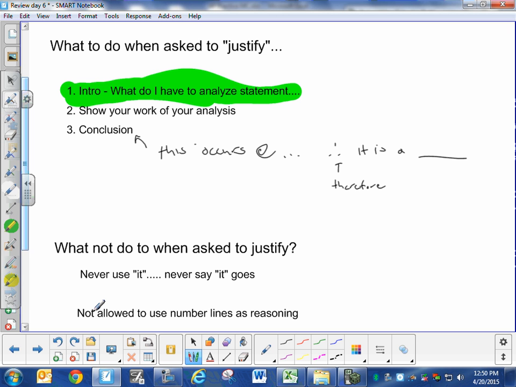What not to do when asked to justify. Never use it. Never say the word it. Never say it goes. Okay? And you're also not allowed to use number lines as your reasoning. You have to write out exactly what a number line would show.